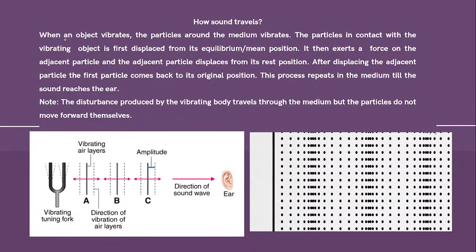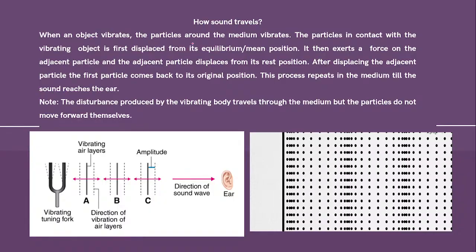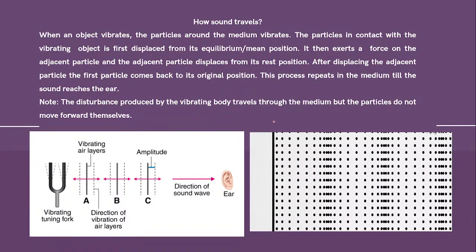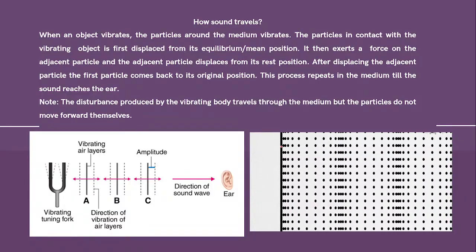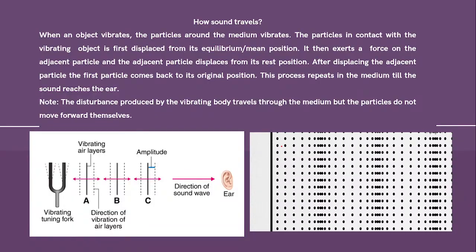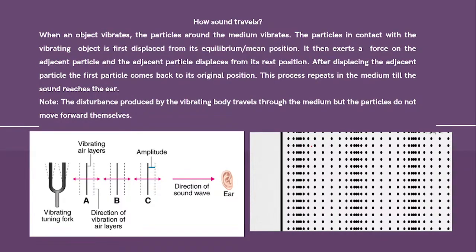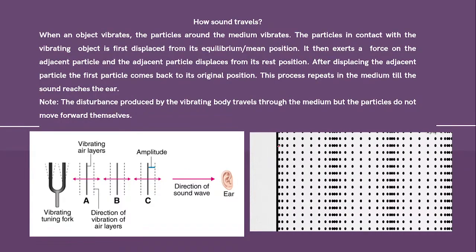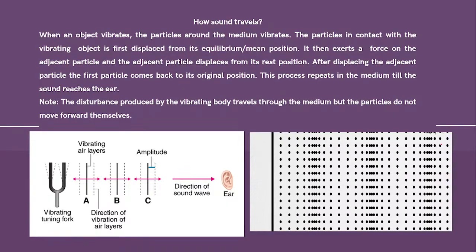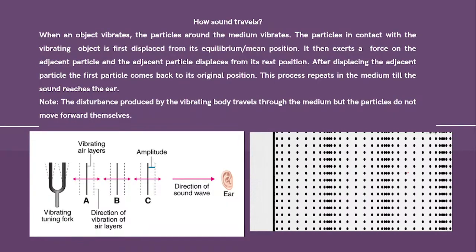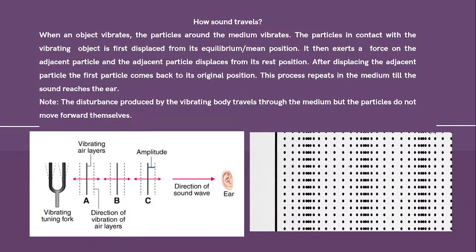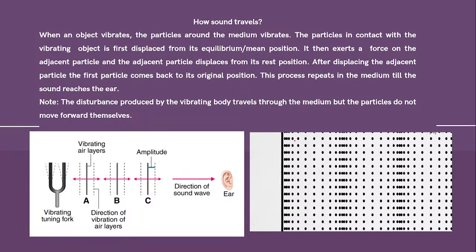You see, that's what it says. When an object vibrates, the particles in the surrounding medium vibrate. Now if you see in the picture, this particle stays in the same place, in the same position. Although it is vibrating, it comes back to its own position. That means the particles are not traveling. All the particles are in the same line, only vibrating in to and fro motion. That's how sound will travel.